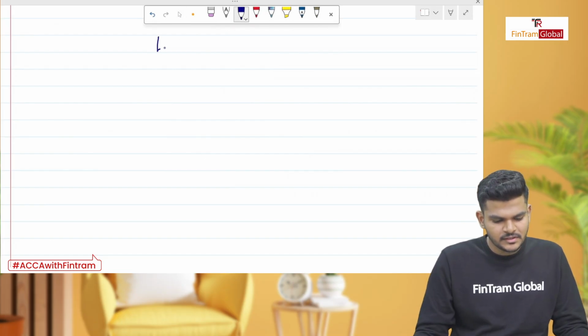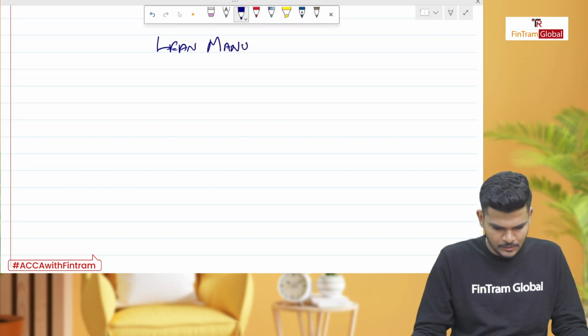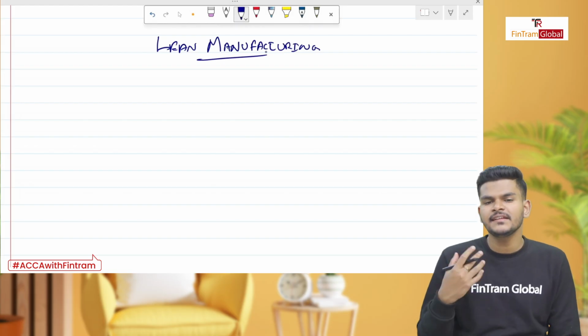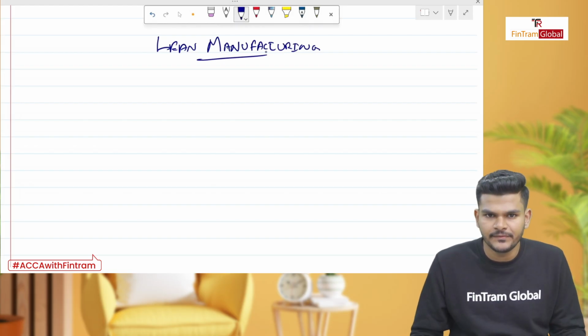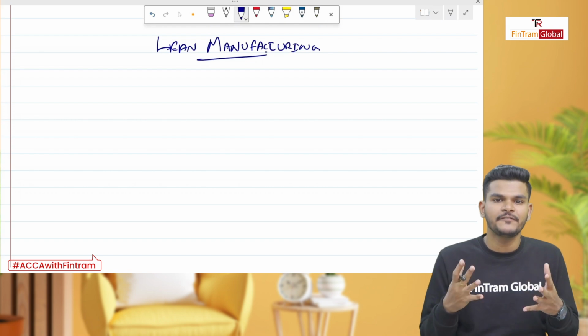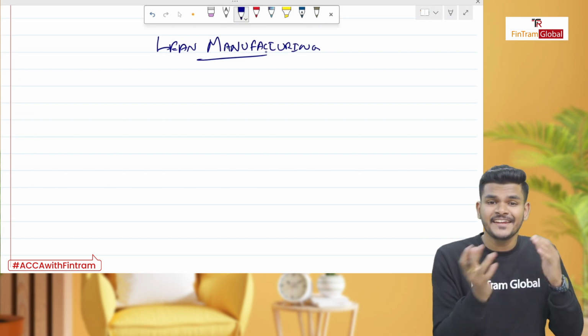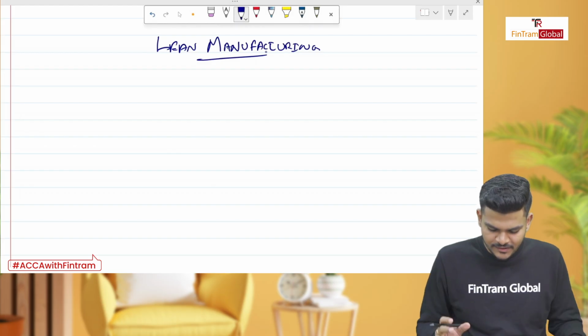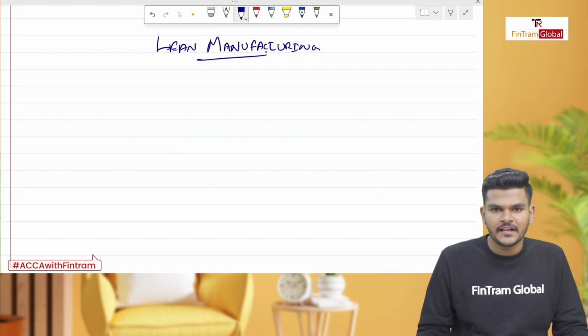Then we can discuss the concept of lean manufacturing. What is lean exactly? Lean is waste, or non-value adding activities. Ideally, within my manufacturing process, I should be eliminating all the wasteful activities that there are. So that's exactly what lean manufacturing is all about.